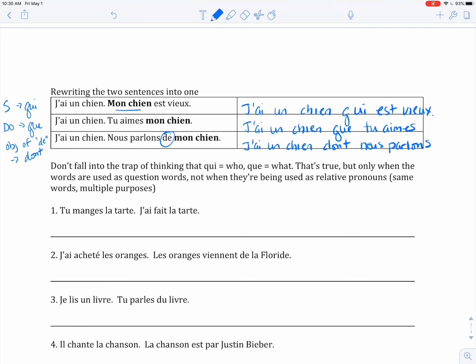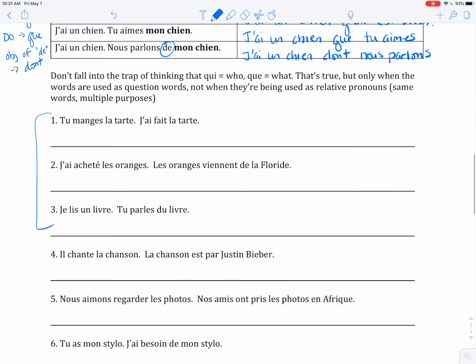Okay. And I'll walk through the first three right here with you, but before that I want you to note what I wrote above. It says don't fall into the trap of thinking qui is who and que is what. That is true, but that is when those words are being used as question words, not when they're being used here as relative pronouns. Same word, multiple purposes. It's the exact same thing with English. The word that, it's a relative pronoun. I know the story that you're talking about. But the word that also can be a demonstrative. I like that car. So it's the same word, but it's serving two different functions, exactly like qui and que are doing here.